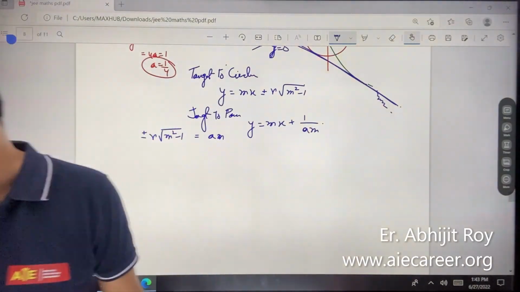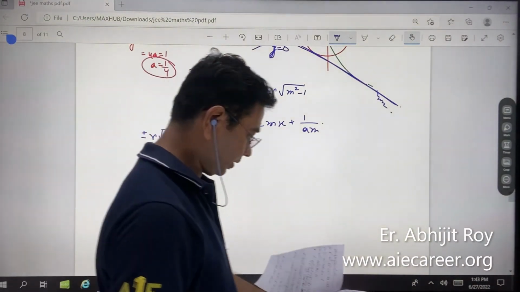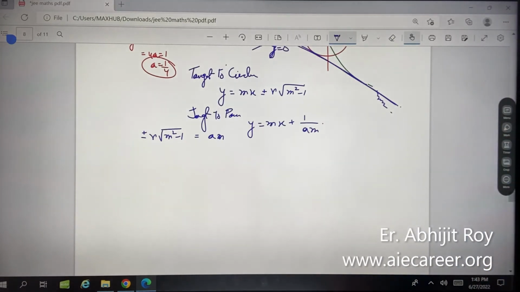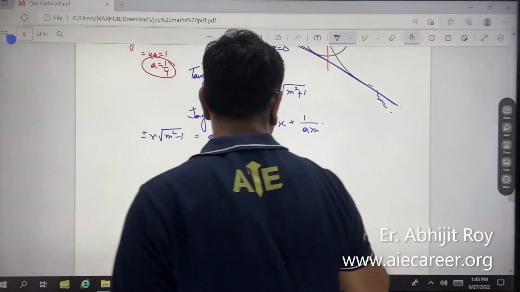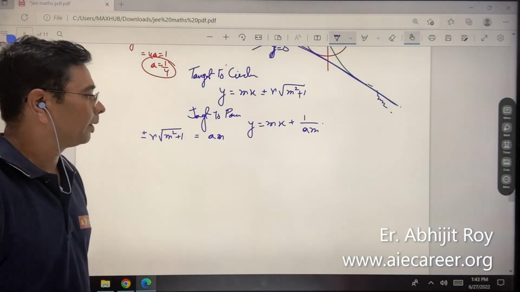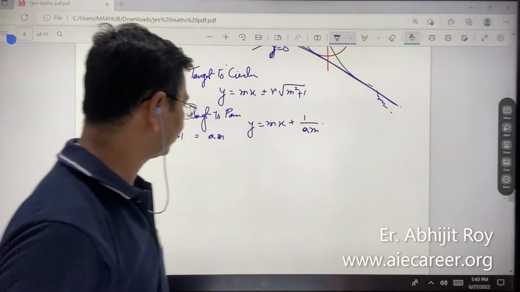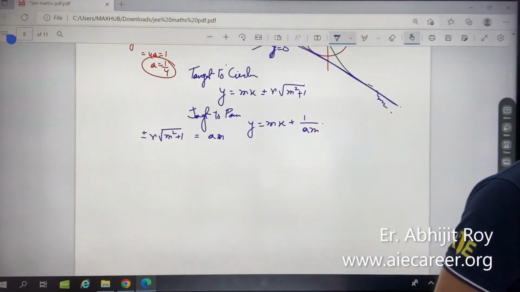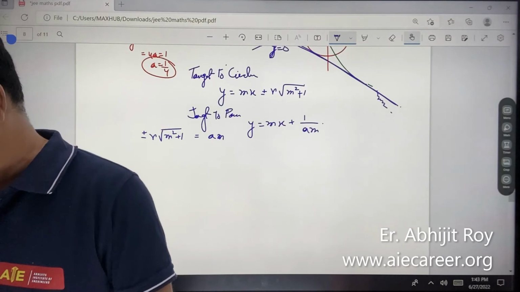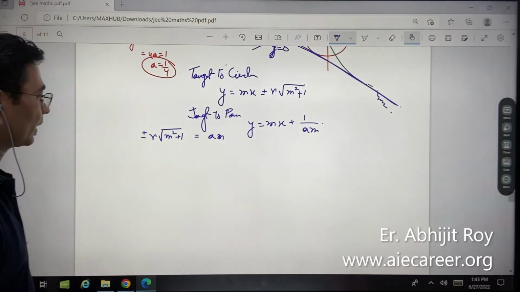Now check the equations, please. Have a look once more. This is plus, as discussed earlier. Now y is equal to this, x is equal to this. Now we will try to solve this. Let's try to find the values of m1 and m2.